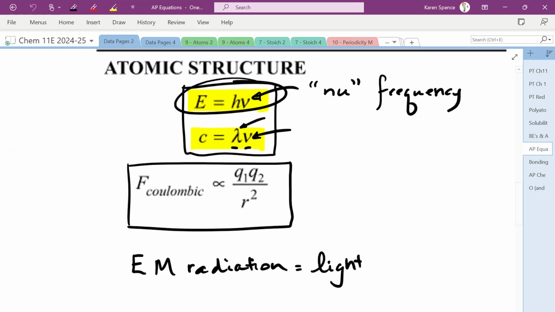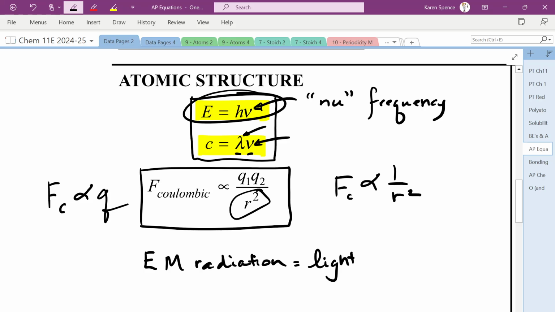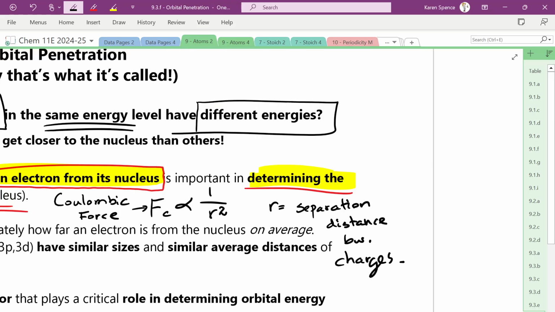Okay, and when you just want to talk about the R, you can just get rid of the Q's and you can say F, and on the exam I would write out Coulombic. For us, I think writing FC is sufficient. Yes? But you could just say FC is proportional to 1 over R squared. Or you could say FC is proportional to Q. Right? You can take those out of that entire statement there. Okay?